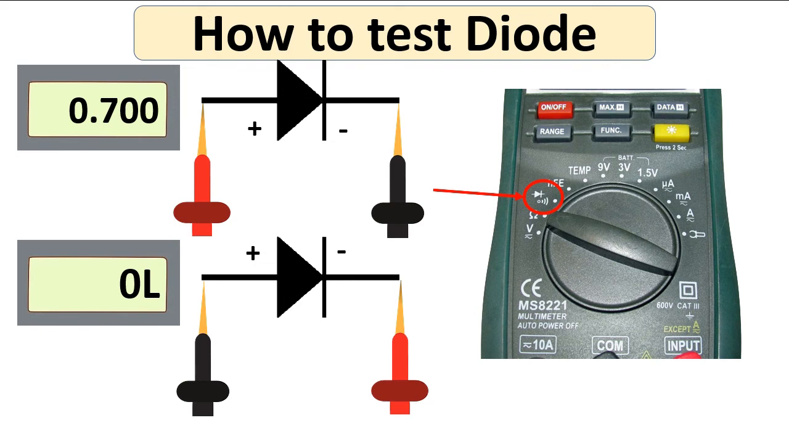Now here is the question: how can we know if the diode is damaged or is a bad diode? If you check the diode using the multimeter and you get a buzzer or continuity in the multimeter, it means the diode is shorted, is bad.